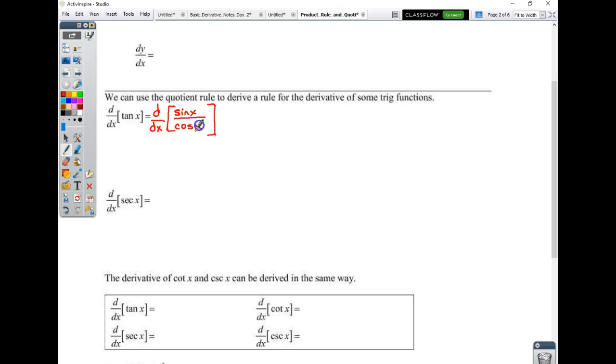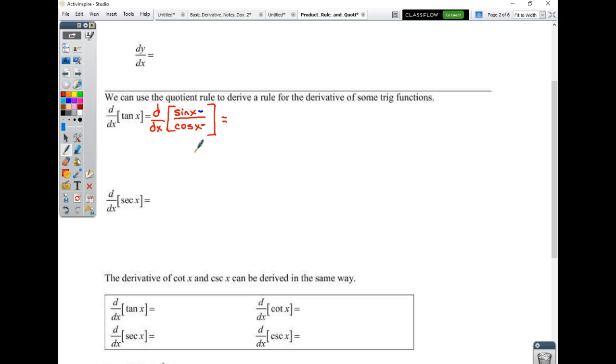Did you say the negative? It's the sine over the cosine, right? So now I know that the derivative of this is the derivative of sine over cosine. And if I use the quotient rule on this, so I'll make sine blue and cosine will be in red here, then I would do what?